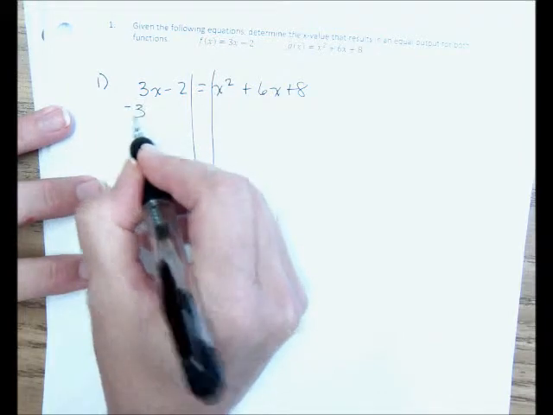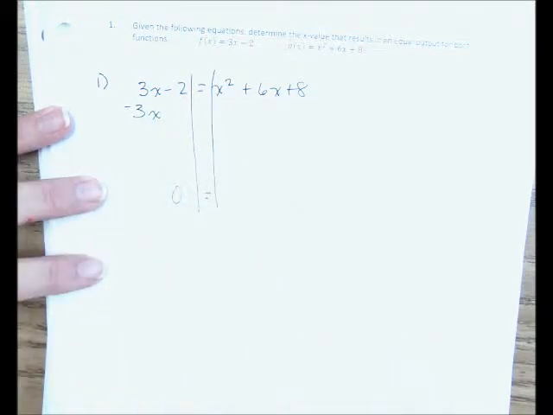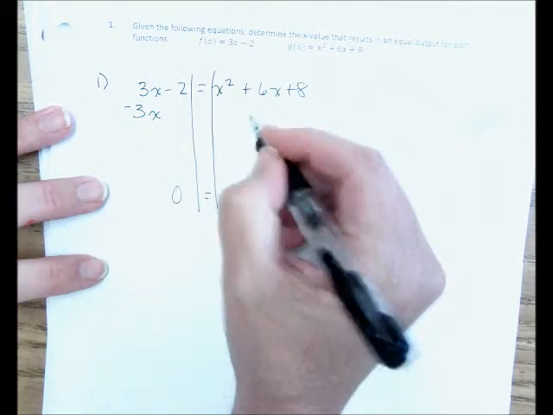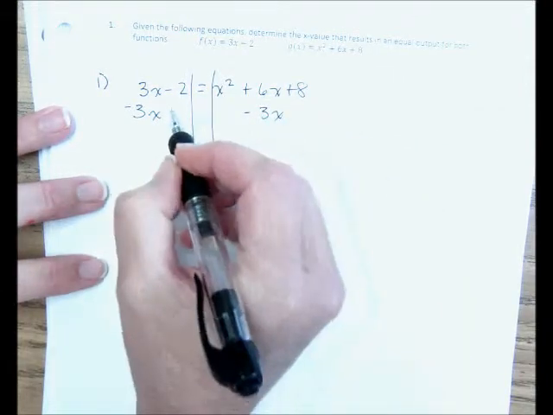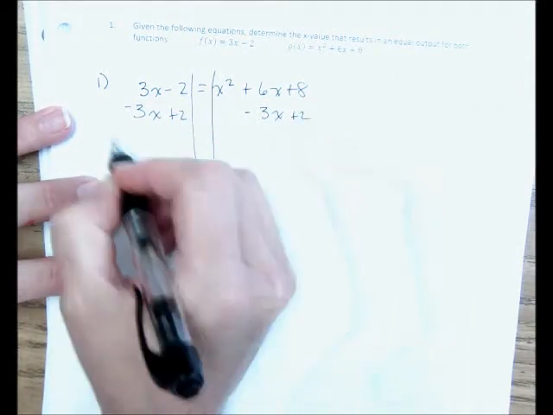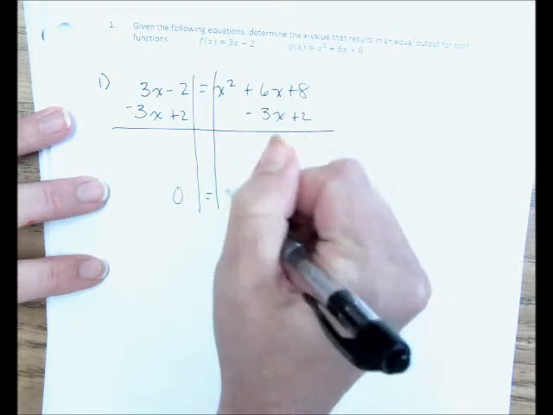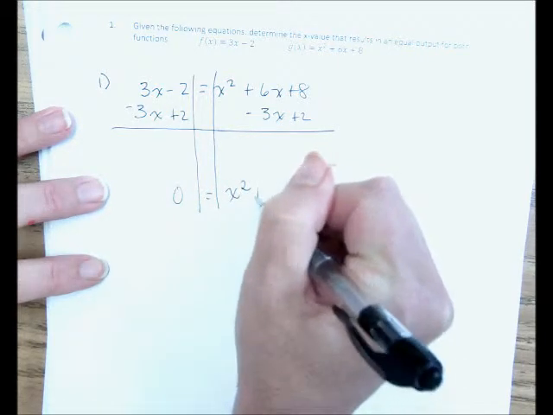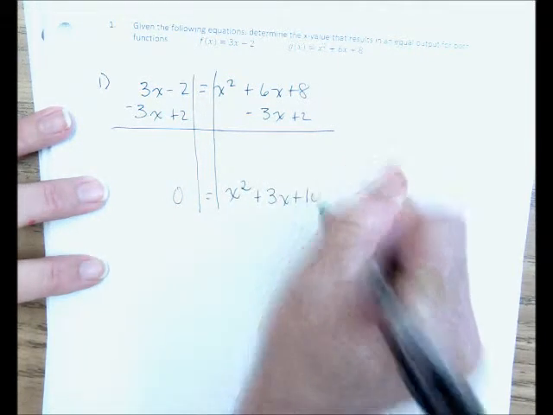So my first thing, I'm going to subtract 3x to move it over to the other side. And then at the same time, you can see I have to add 2 to both sides of the equation. So in this case, 0 is equal to x squared plus 3x plus 10.